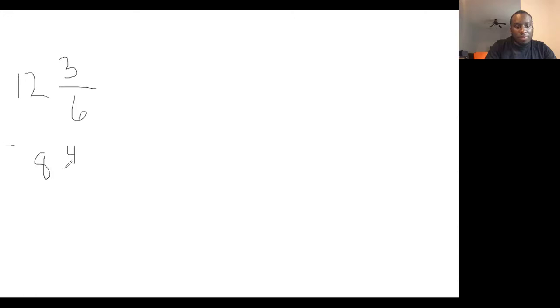So the first thing I'm going to be doing is I'm going to start by showing you regrouping mixed number subtraction problems. My first step in this process is to write my equation in stacked form. So the problem I'm going to do for you is 12 and 3/6 minus 8 and 4/6 equals. So again, my equation is 12 and 3/6 minus 8 and 4/6.